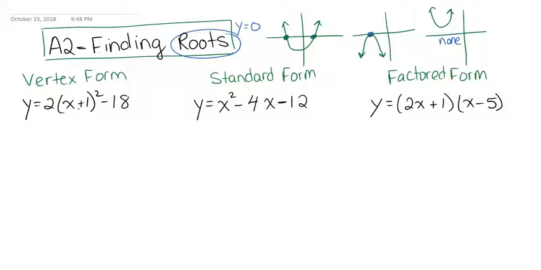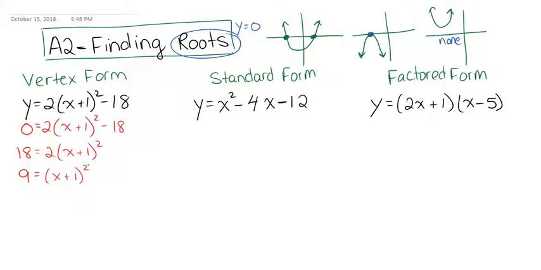So, vertex form. The easiest way, I think, to find the roots from vertex form would be to set y equal to 0, and then just isolate x. So work from the inside out. First I'm going to get rid of that negative 18 by adding 18 to both sides. Next I want to get rid of that 2. It's being multiplied to the x plus 1, so I'm going to divide both sides by 2. So I end up with that.